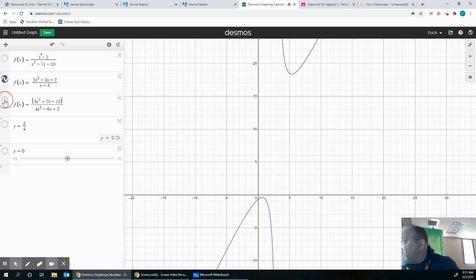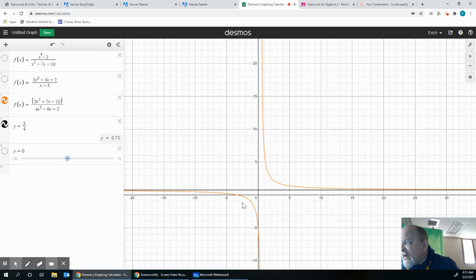In our final case, we have this curve where the exponent in the numerator and denominator are of the same degree. And so the ratio between their leading coefficients is 3/4. I already put in y equals 3/4, and you can tell that both ends of the curve will approach that y equals 3/4. But in this case, neither side of the curve will cross over that asymptote.